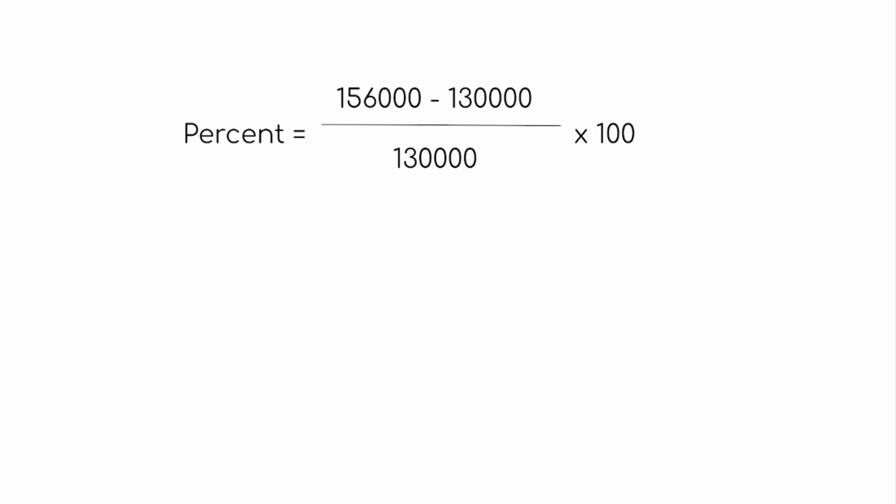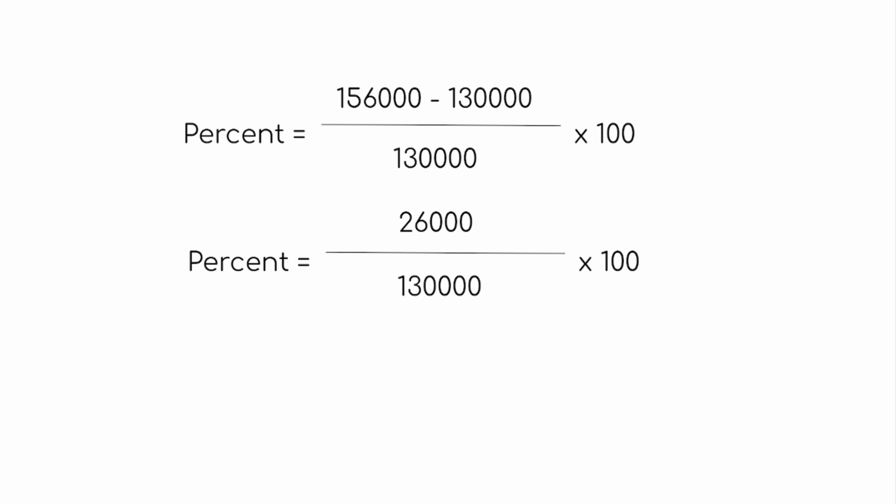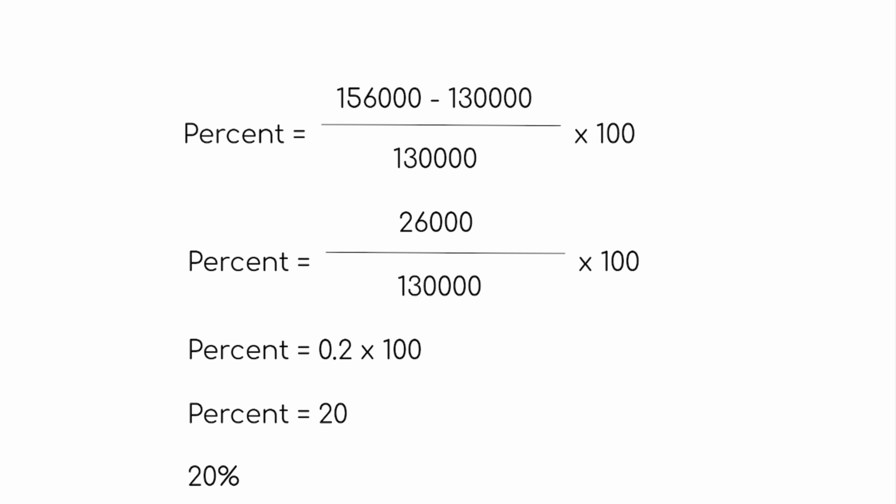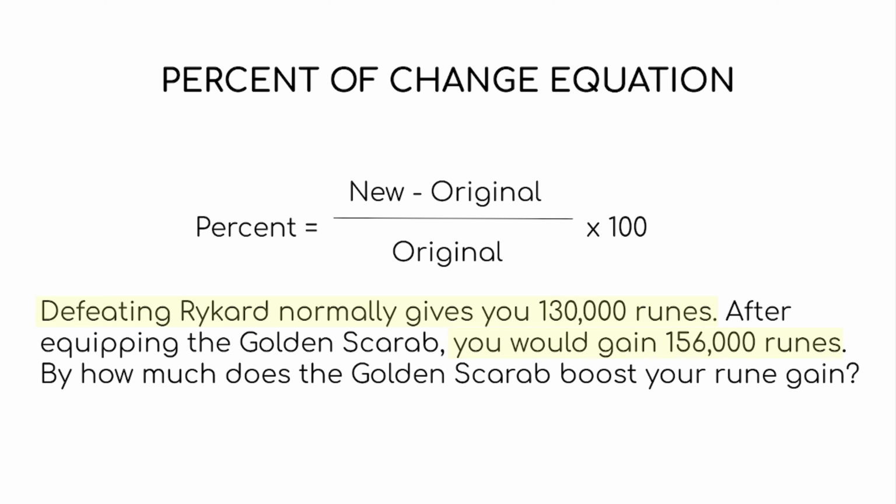Alright, so this is what our equation looks like after everything is substituted in. I had to go to another slide because I ran out of space. First things first, 156,000 minus 130,000 is 26,000. So now our equation will look like this. Then we're going to do 26,000 divided by 130,000, and we get 0.2. Now we're going to multiply 0.2 by 100, and we get 20. So our answer is going to be 20%. The golden scarab boosts our rune gain by 20%.